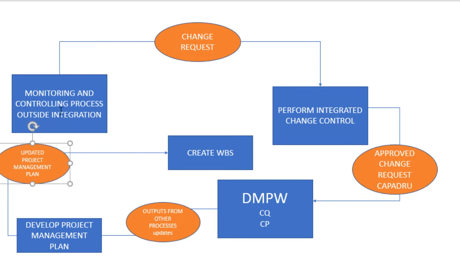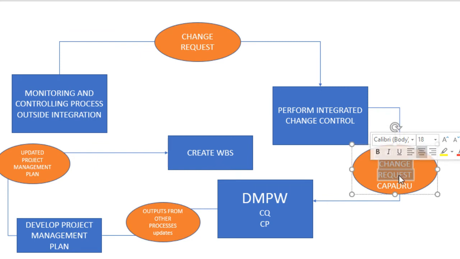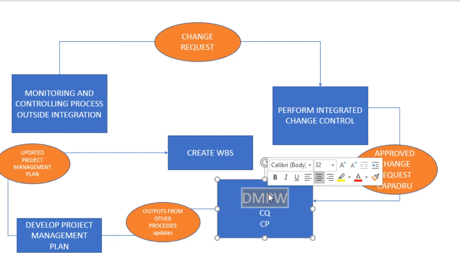Okay, so that's how I would like to think about it. You get a change request from monitoring and controlling. It goes to perform integrated change control for processing. You get an approved change request, which could be CAPADRU. That goes into DMPW to be acted upon. The keyword is action. Direct and manage project work, a lot of stuff happens here.